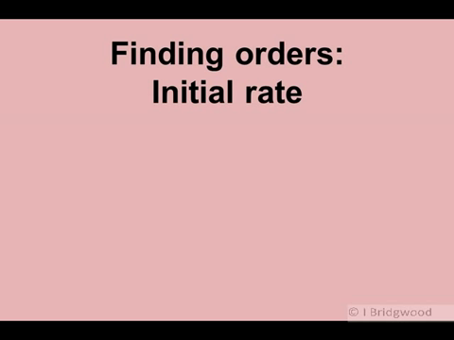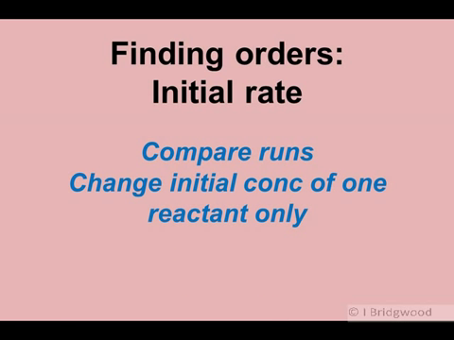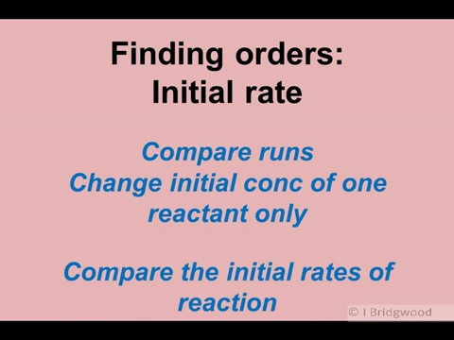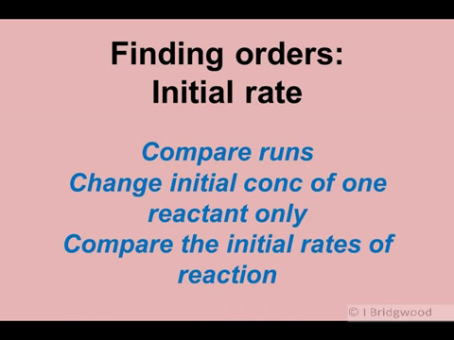So that's why it's called an initial rates method, because what you have to do in these cases is do a series of experiments, repeating the experiments or runs of the experiment, but changing the initial concentration of one of the reactants only, so that you can compare your first run against another run where you have changed the concentration of one of the reactants, and then you can compare initial rates of reaction.